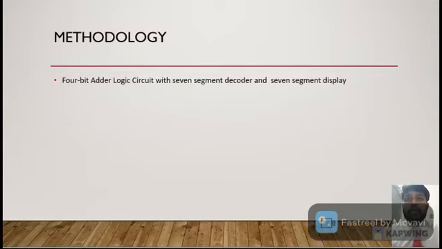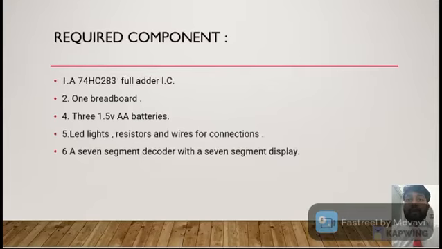So we built a circuit for explaining the operation of computer systems, how they add numbers. We built a 4-bit adder logic circuit using Tinkercad and connected the output terminal of the 74HC283 4-bit adder IC to a segment decoder, and the decoder is connected with a 7-segment display where we can see the output of the 4-bit binary number addition. On the next slide, we will be introduced to the components required for the circuit.